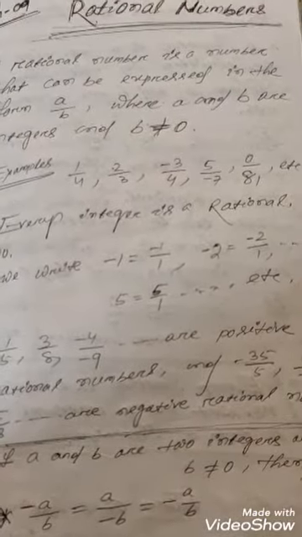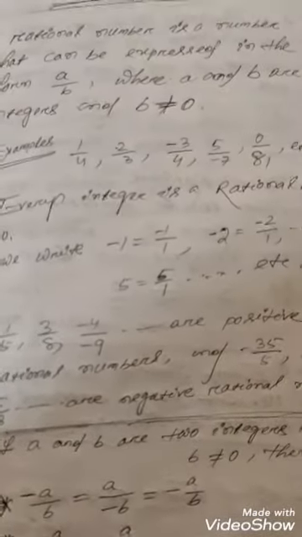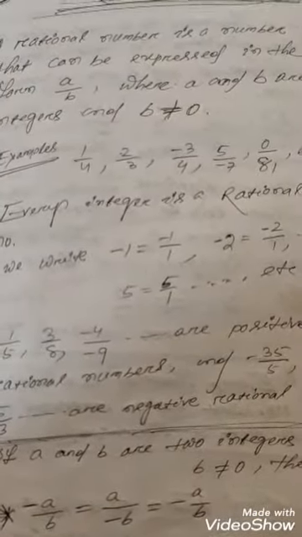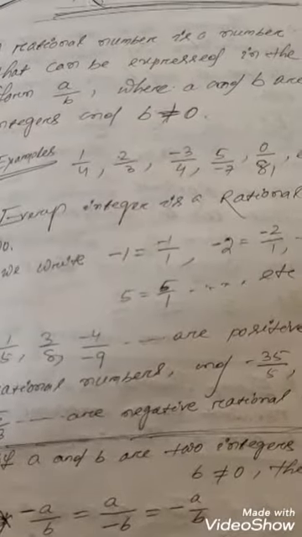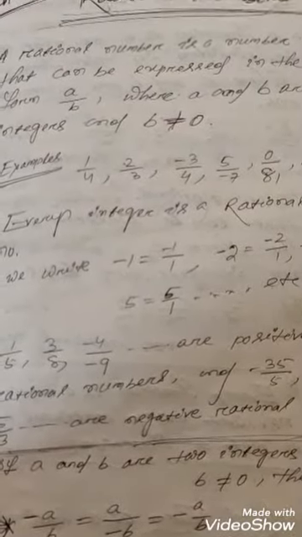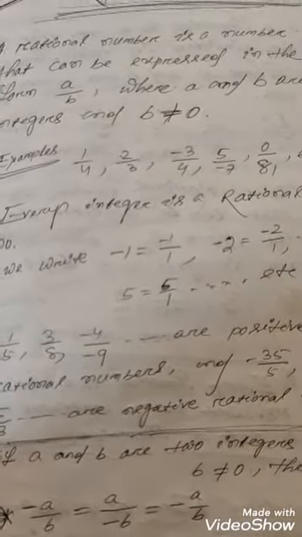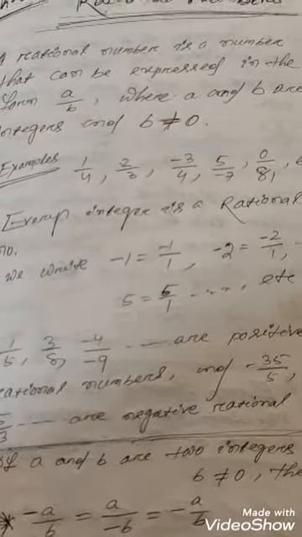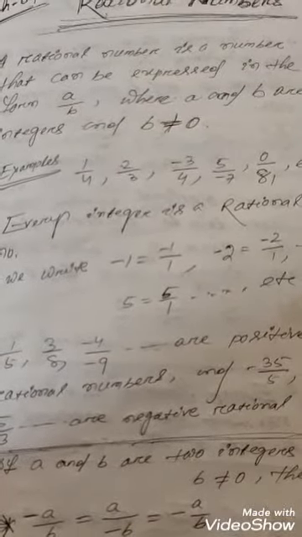Today the chapter is rational number. All of you first know what is number system. In previous classes all of you know what is number system, what is natural number, what is fraction, but today we see what is rational numbers. All of you know first what is fraction.